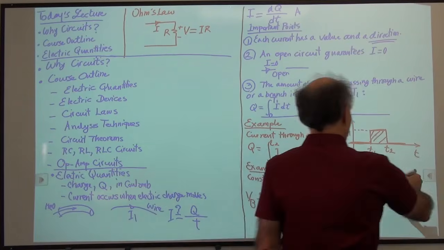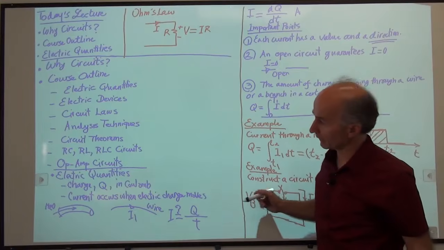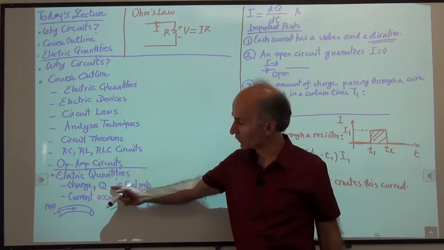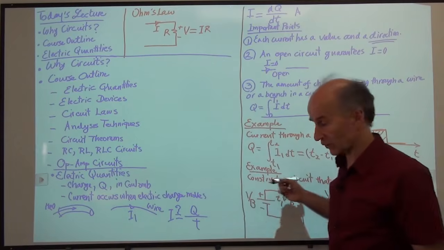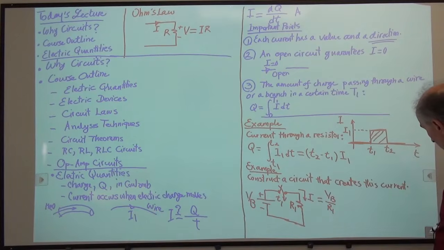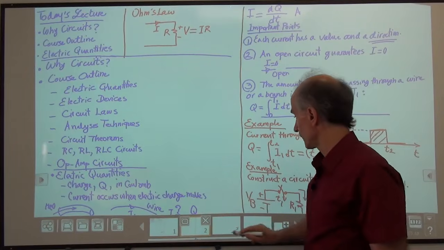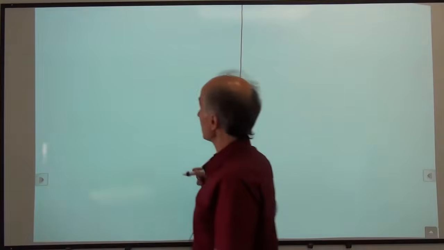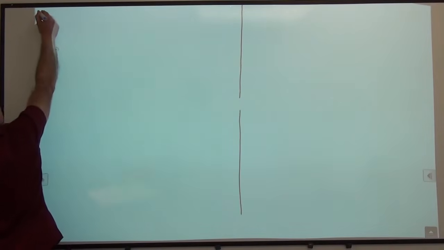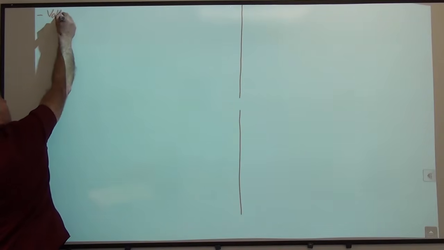Okay, with that, we are ready to go over to our next electric quantity. We talked about charge and current. The next quantity will be voltage. So let's talk about voltage and see how that comes about. I'm going to go to the next page here and see what we can do.